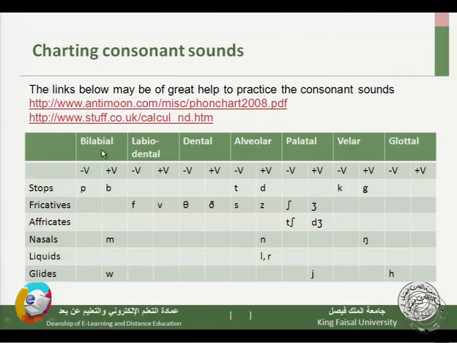Just to explain this, if I say p, b, m, w are bilabials, what's the difference? If these four sounds are all bilabials, what makes them different? What makes any one of them different from the others? It's the manner, the way it is produced, not the place. The place of production is the same, but the manner in which it is produced is different, and that's what we'll study here.